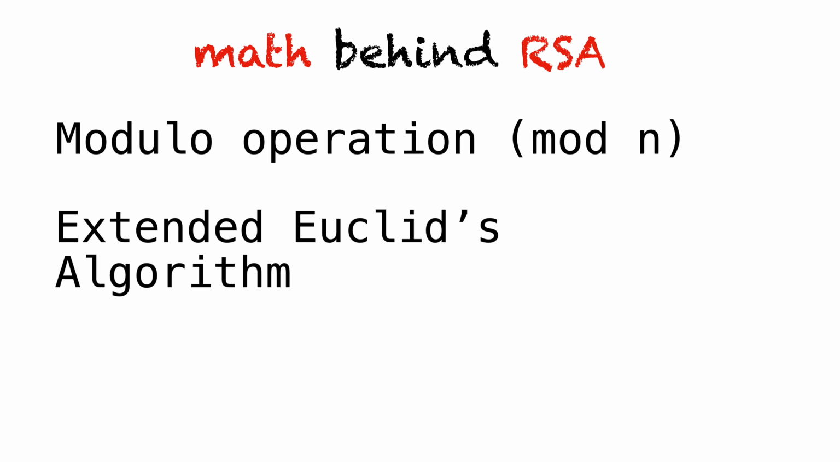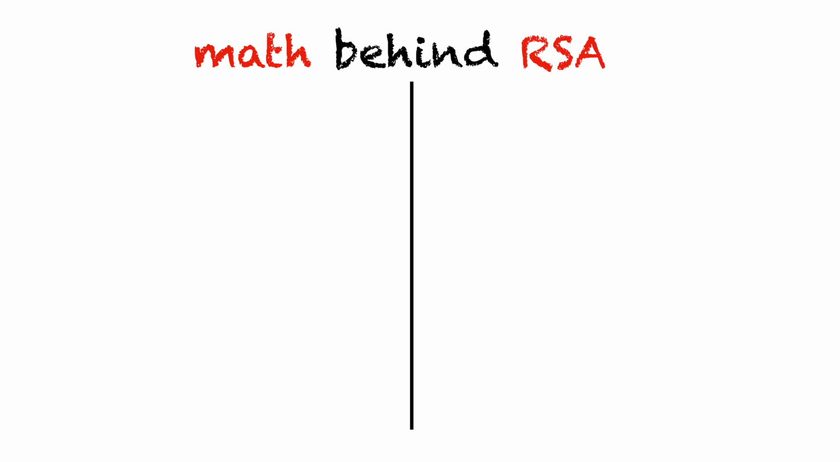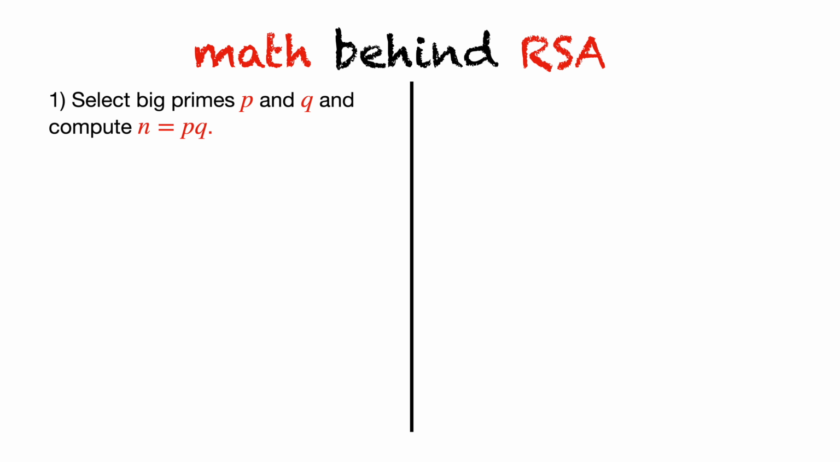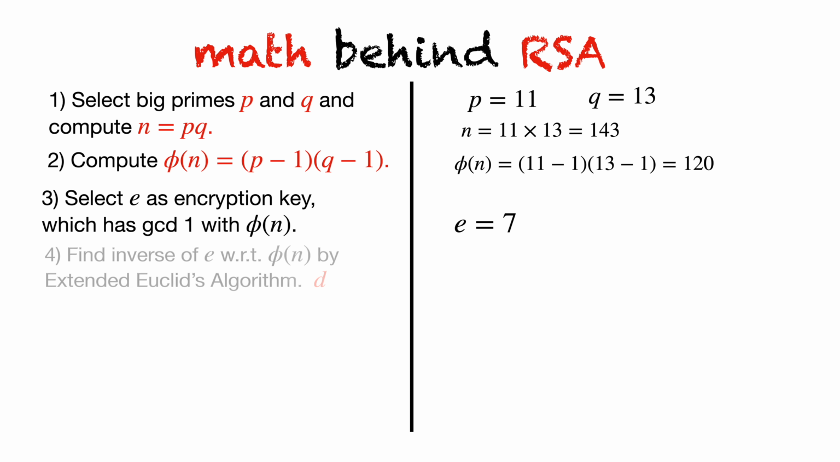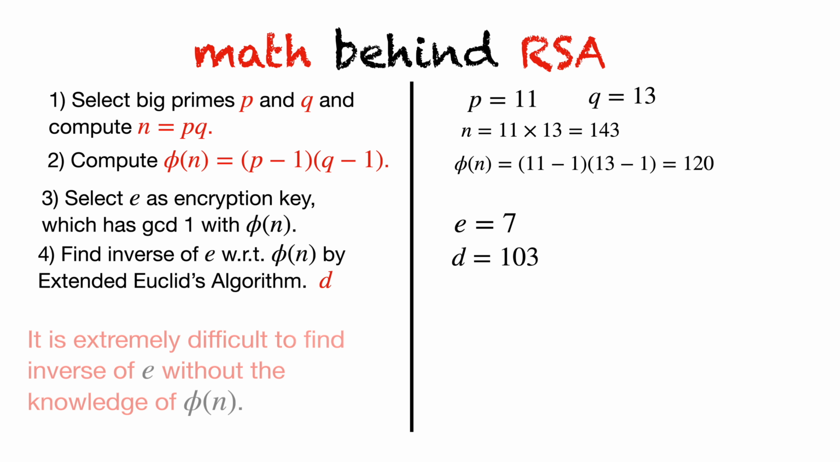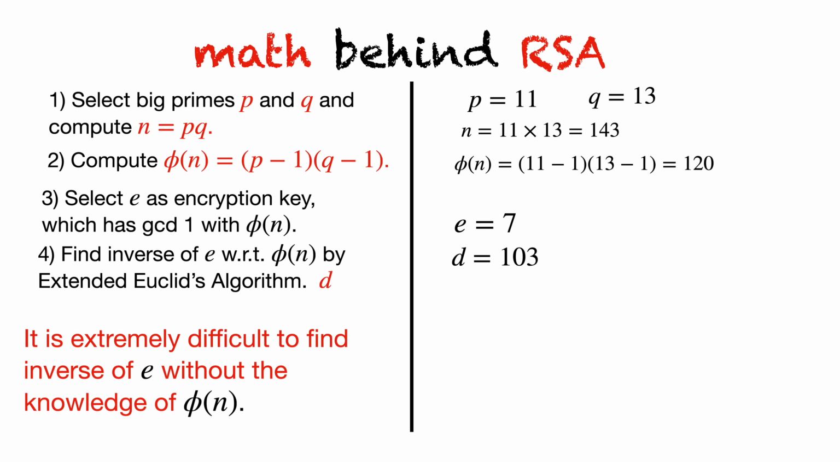Now we see the mechanism of the RSA. So first of all, we choose two big prime numbers p and q and compute their product n equal to pq. So here, for example, we have p equal to 11, q equal to 13. We get n equal to 143. Then we compute phi n, which is Euler's totient function, (p minus 1)(q minus 1). So this phi n we get as 120.